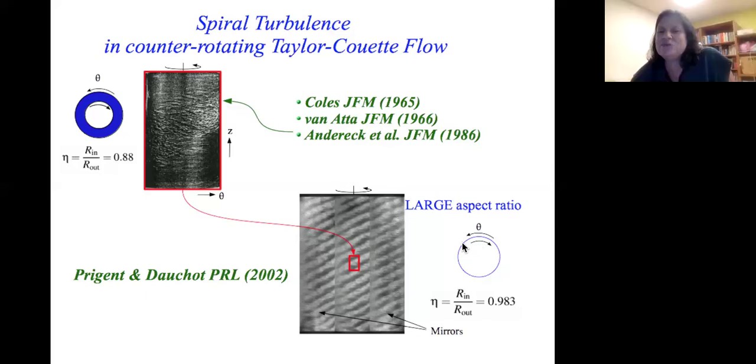Anyway, this is the aspect ratio they used. So compare this circle with this one. You see that here the circumference is maybe 6 times the gap? But here, the circumference is many times the gap, which is realistic. And this is quantified by the radius ratio between them. Here, the radius ratio is 0.983, and here it was 0.88. So this is why Prigent and Dauchot could see these patterns, both in the Taylor-Couette flow and in the plane Couette flow. Are there questions?